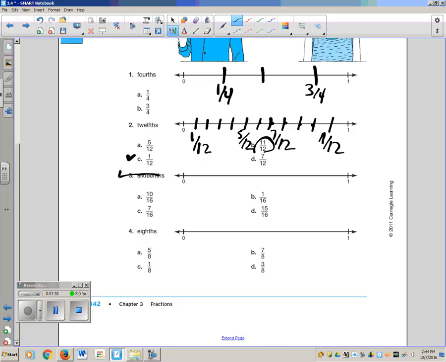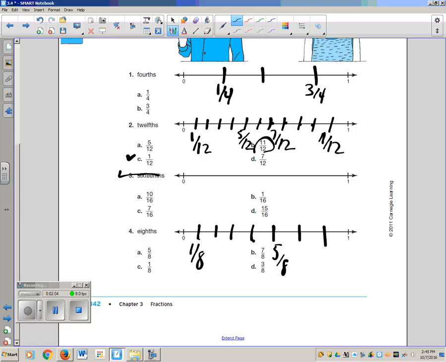Let's skip number 3. We'll jump down to 4. We're going to divide this one into 8 equal sections. We need 7 lines. 1, 2, 3, 4, 5, 6, 7. Try to get them as even as you can, probably better than your teacher did there. 5/8. 1/8, 2/8, 3/8, 4/8, which is a half. 5/8 goes right there.